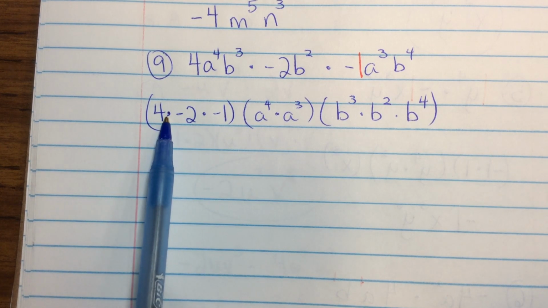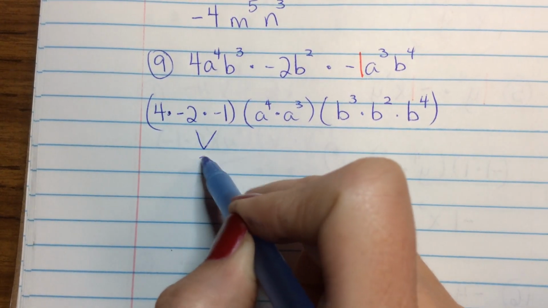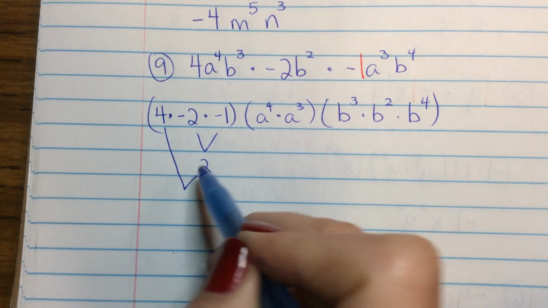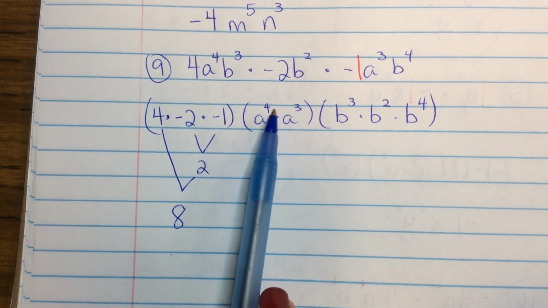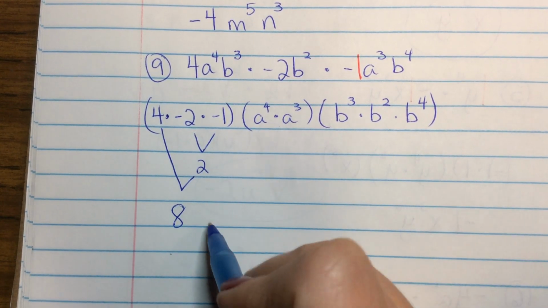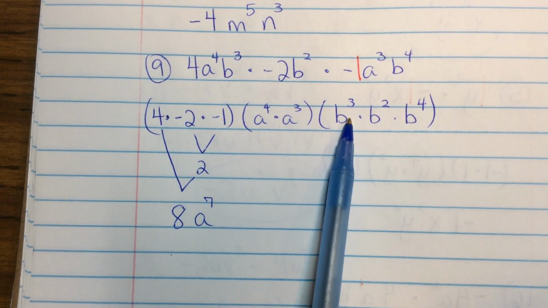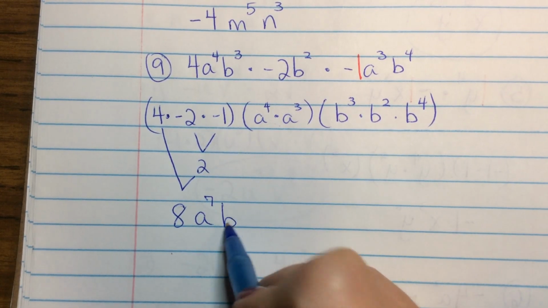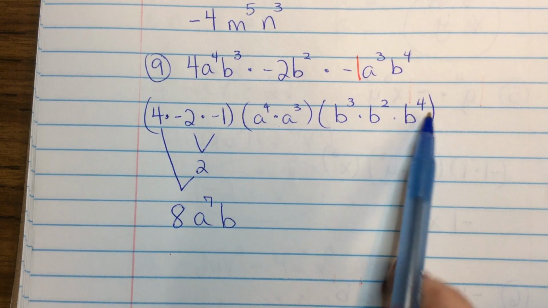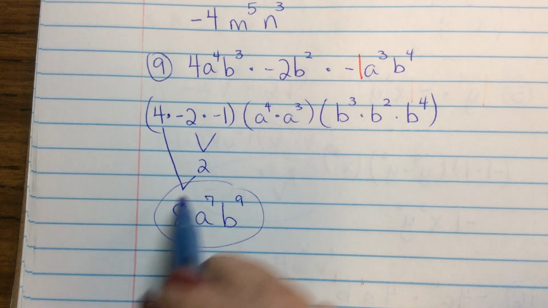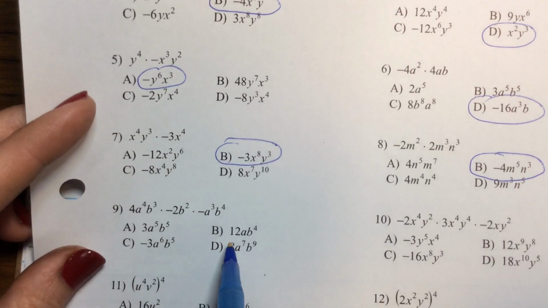This is going to be, let's multiply these two together first. Negative 2 times negative 1 is going to give me a positive 2. And then 4 times 2 is 8. So that first product will be 8. Then we have a to the 4th times a cubed. So I'm going to keep my base. 4 plus 3 is 7. Then I have 3 b's here, so I'm going to keep the base and add the exponents. 3 plus 2 is 5, and 5 plus 4 is 9. So that is the final answer for that one, and it looks like it is D.